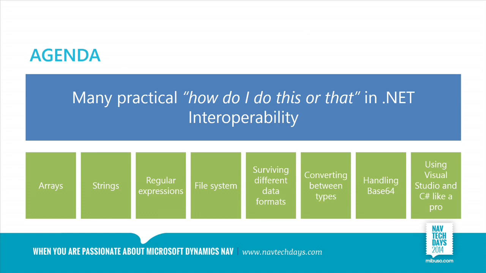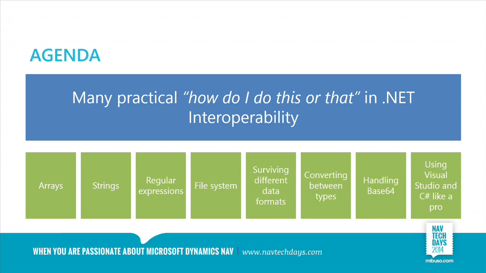So here we are going to cover a little bit about arrays. I will quickly explain why. Then strings. Then regular expressions, file system. File system is important. Surviving different data formats, which I believe is relevant for us, the ERP people. Then how to convert between types, a little bit of that. Also how to handle base 64. This is probably both a useful and useless example because many people do not know what base 64 is, but I will explain. And for all of you who do, you will see how easy it is in .NET.